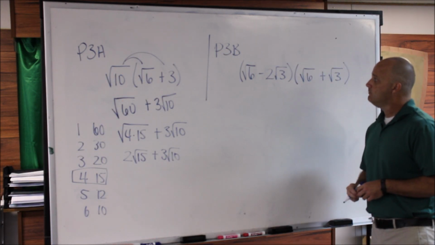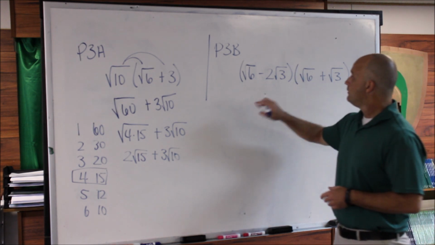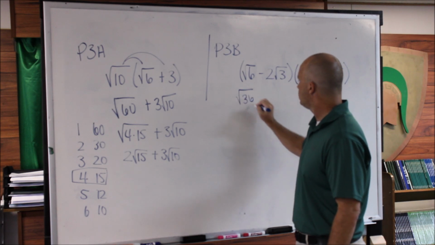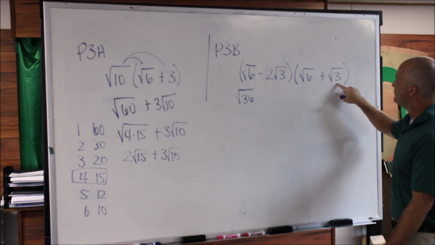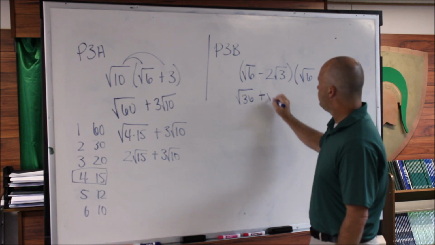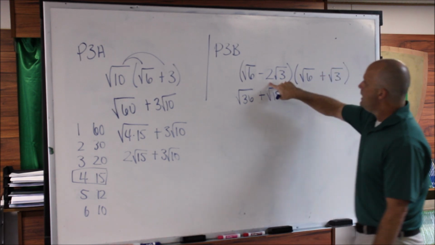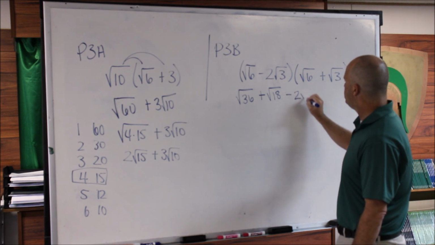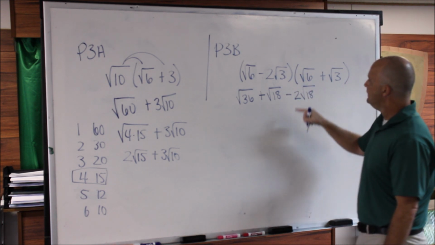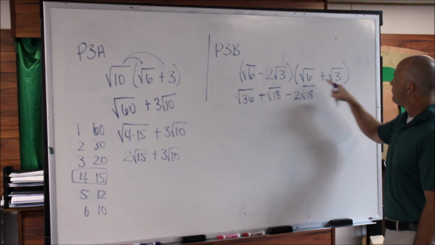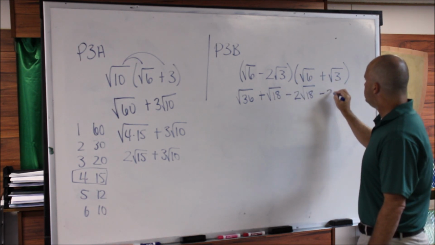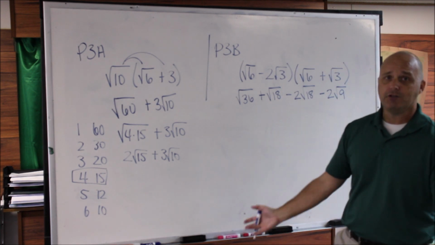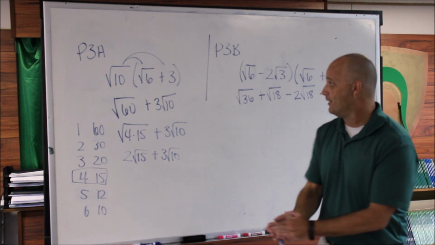Over here on 3b, we're going to FOIL. So square root of 6 times the square root of 6 gives us the square root of 36. Square root of 6 times the square root of 3 is positive square root of 18. Negative 2 square root of 3 times the square root of 6 is negative 2 square root of 18. And then negative 2 square root of 3 times the square root of 3 is negative 2 square root of 9. So let's go ahead and do as much simplification as we can do on this.